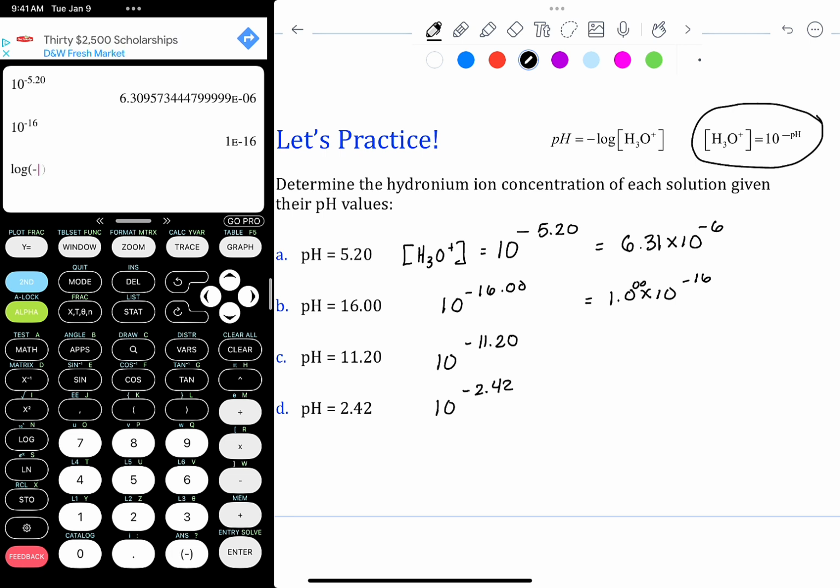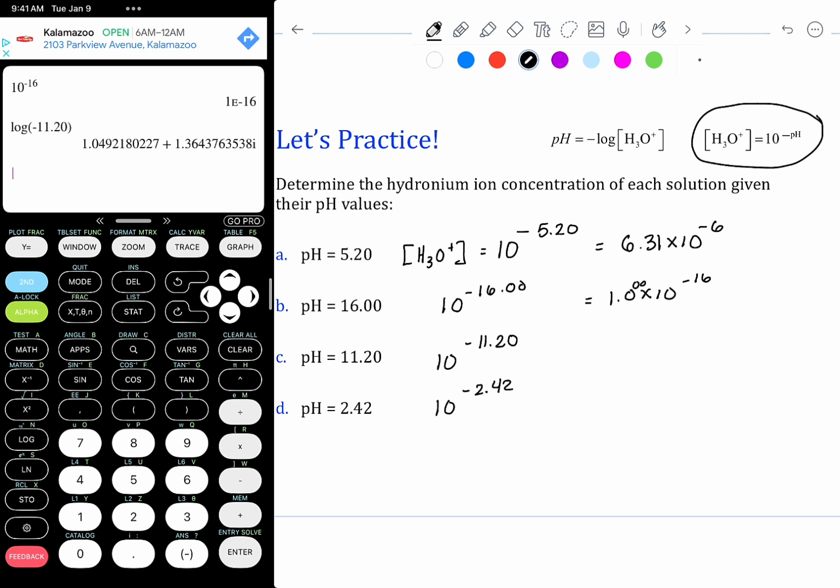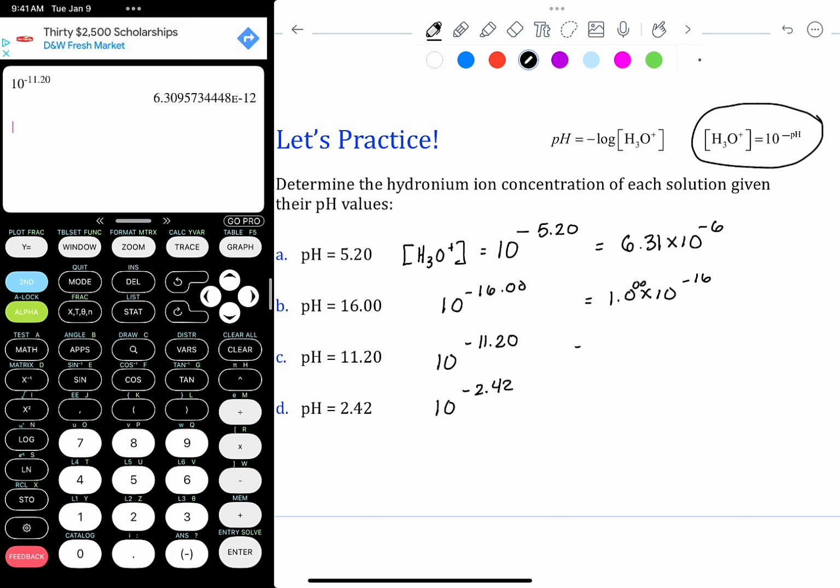Second log negative 11.20. Oops, I did the wrong one, sorry. Second log, there we go. That was an incorrect number. Negative 11.20, there we go. So we get 6.30, let's do 10 for rounding, times 10 to the minus 12. So it should be around 11, 12 is close to 11. So then our last one, second log, we do negative 2.42.